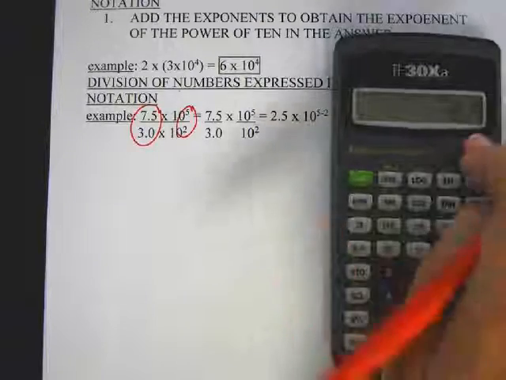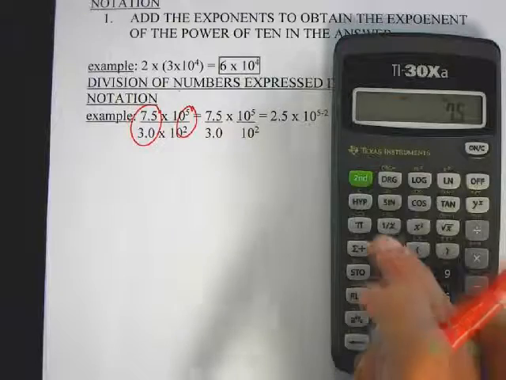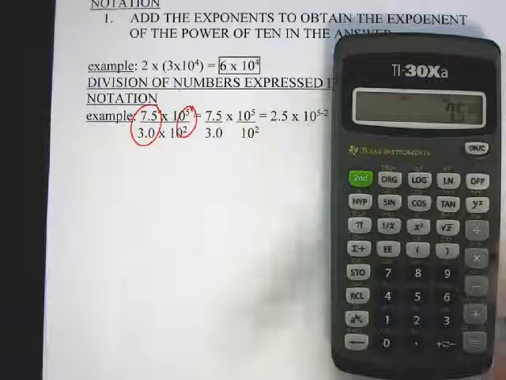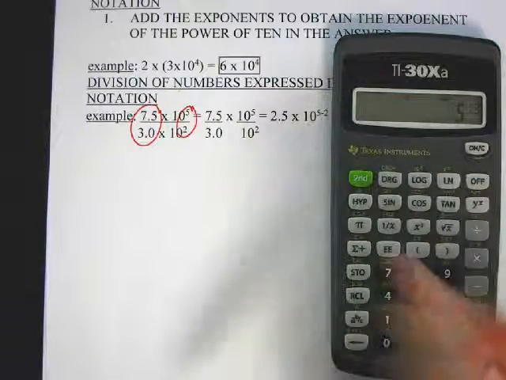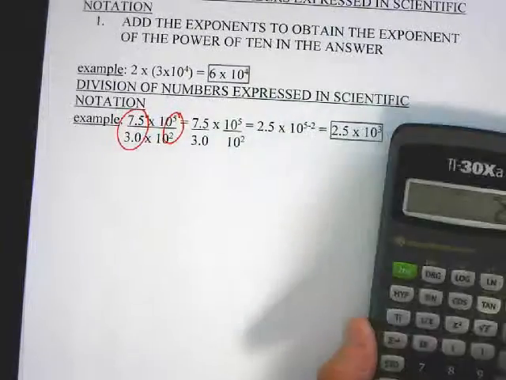So in this case, let's do this on our calculator. So we're going to have 7.5 EE 5 divided by 3 EE 2 equals, and it says 2.5 times 10 to the 3.